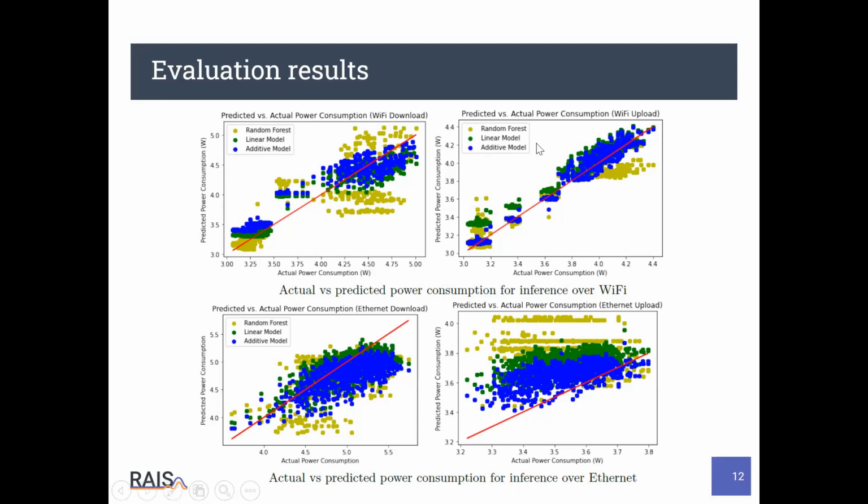As you can see here, in the case of Wi-Fi, the additive model exhibited the least error, while in the case of Ethernet, the linear regression model was slightly more accurate than the additive model.